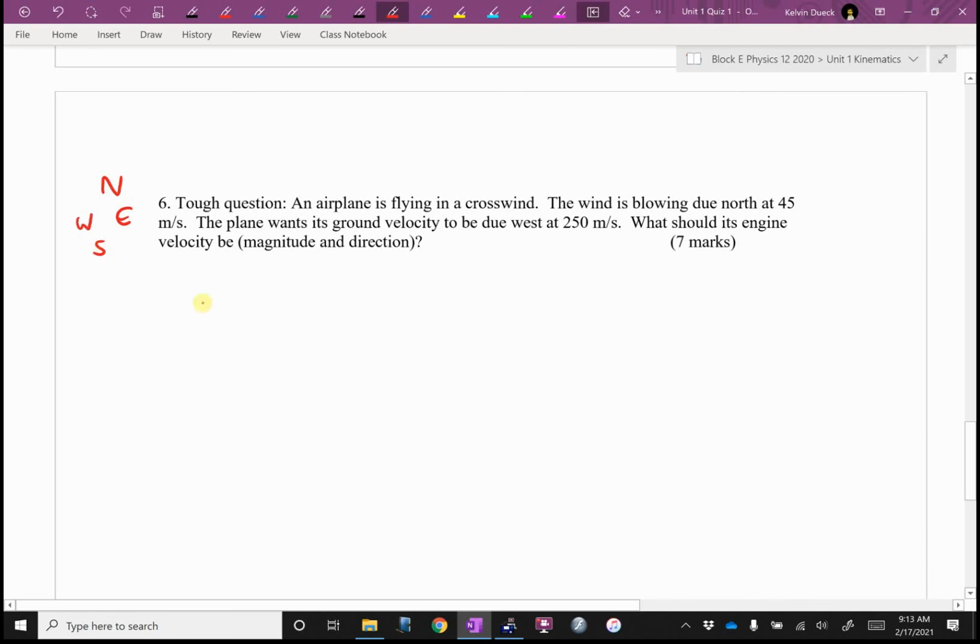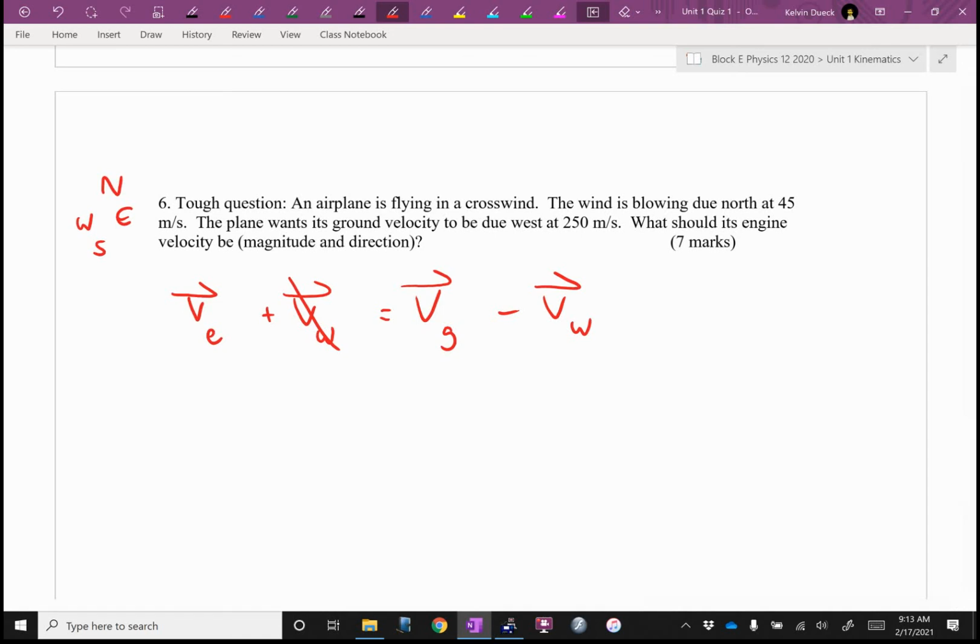I guess here we're going to say we have V engine plus V wind equals V ground. They want me to find the engine velocity. I guess to do that, I would minus the V wind over. Except, how do I subtract vectors? I don't. You know what I do instead? I'm going to add the opposite.